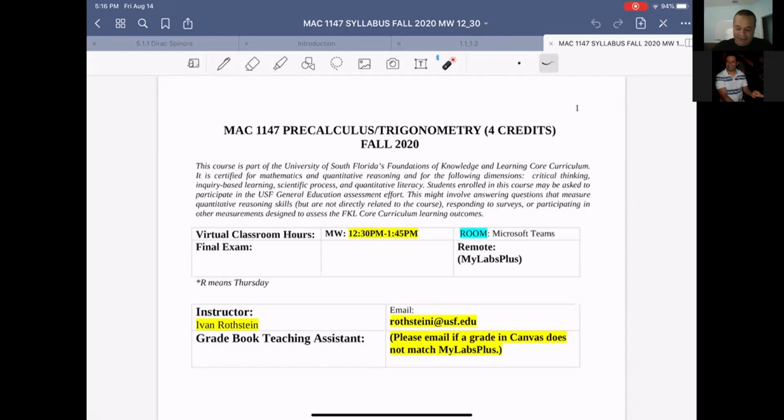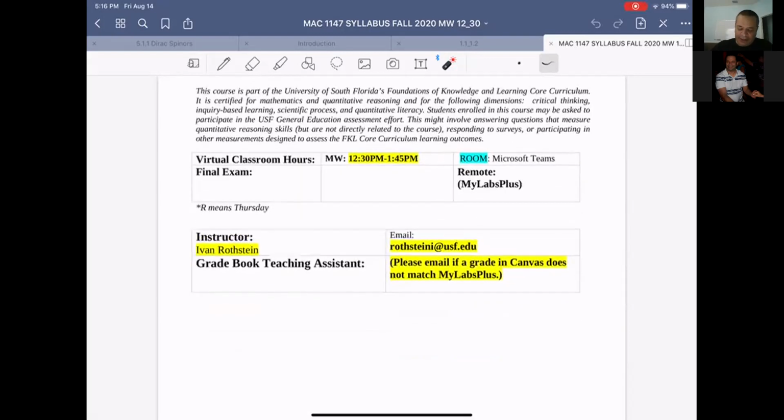Okay? All right. If a grade in Canvas does not match MyLabs Plus, let me know. The grades in Canvas are the official ones.